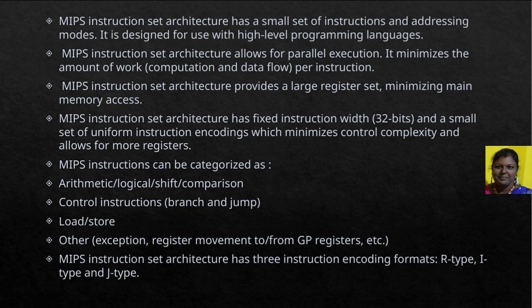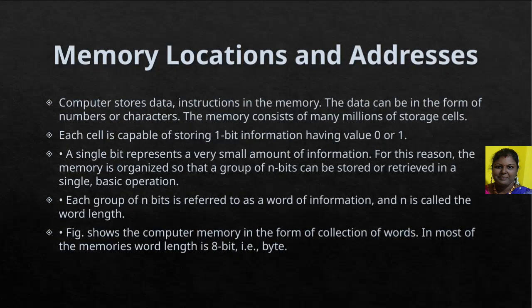Let's talk about how a computer stores data and instructions in memory. Memory is made up of millions of tiny storage cells, and each cell holds just one bit, either a 0 or a 1. A single bit is a tiny piece of information, so memory groups bits together into units called words. The size of these words is called the word length. Most often, a word is 8 bits long, which we call a byte. This organization helps the computer store and retrieve data efficiently.